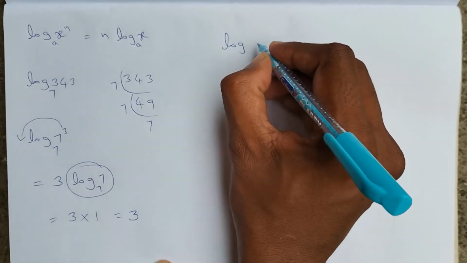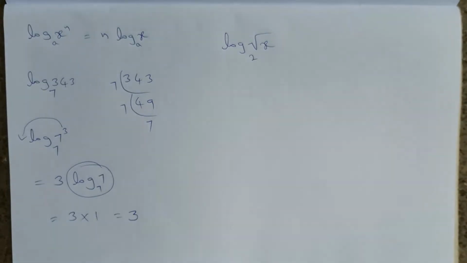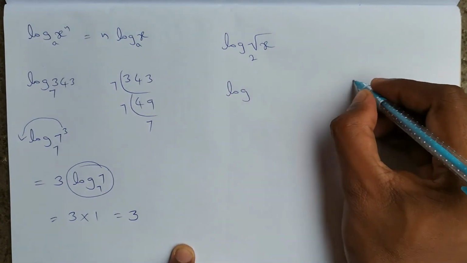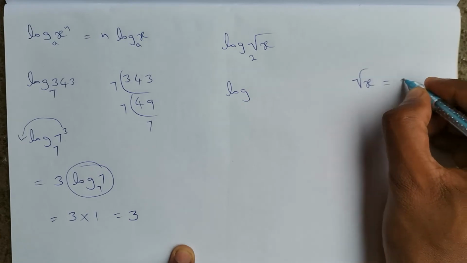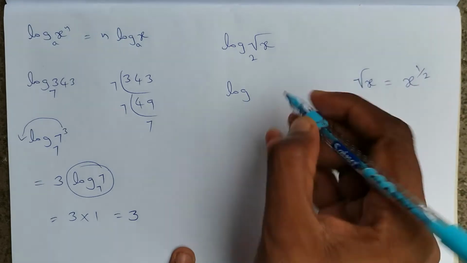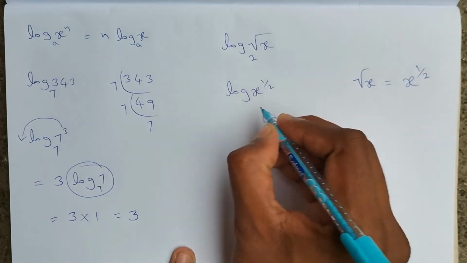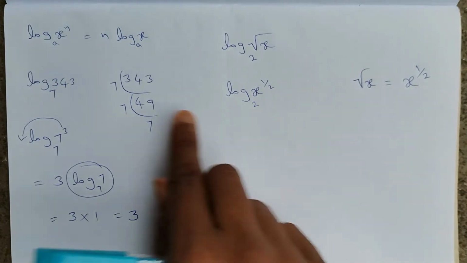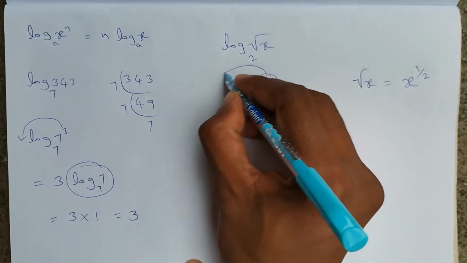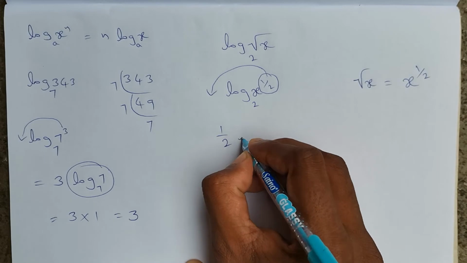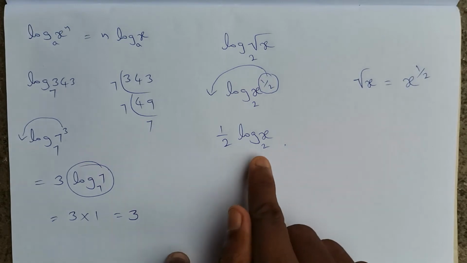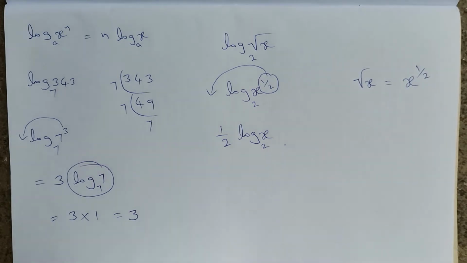Let us check one more. Log root x base 2. Here, what is the value of root x? Root x can be written as x power 1 by 2. This root value is power 1 by 2. So root x can be written as x power 1 by 2 with base 2 as it is. Now this is in the form of log x power n base a. So log x power 1 by 2 base 2, this 1 by 2 will come to the front. 1 by 2 into log x base 2. Here log x base 2 we cannot simplify further, so this is the final answer.